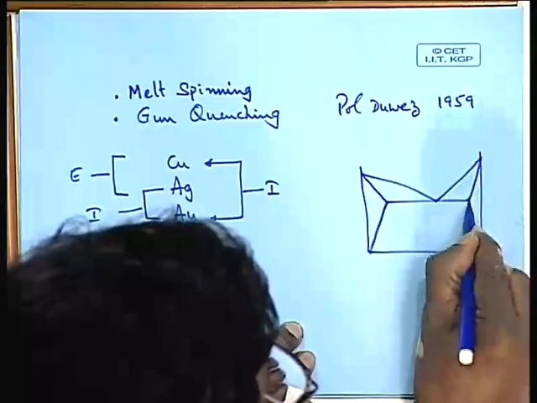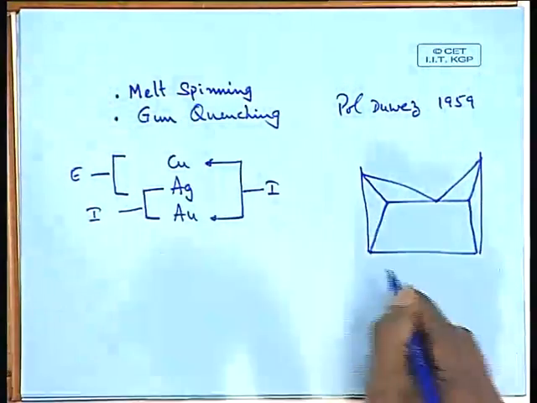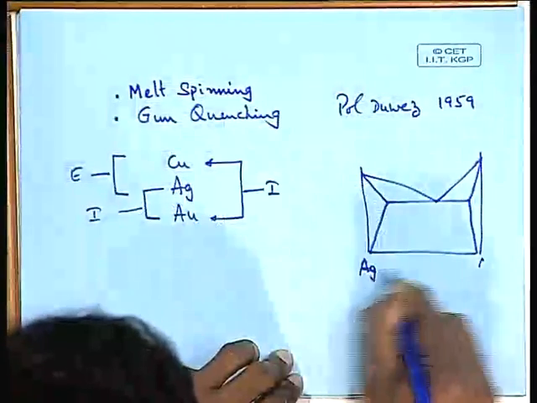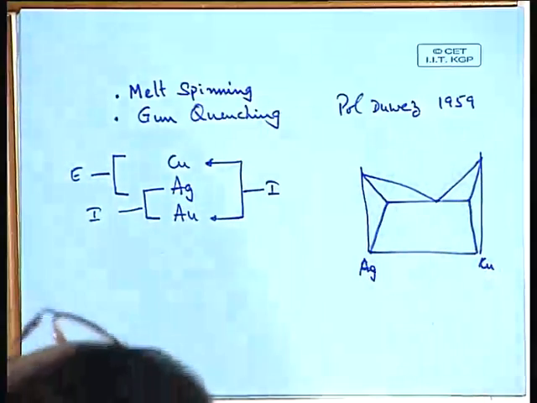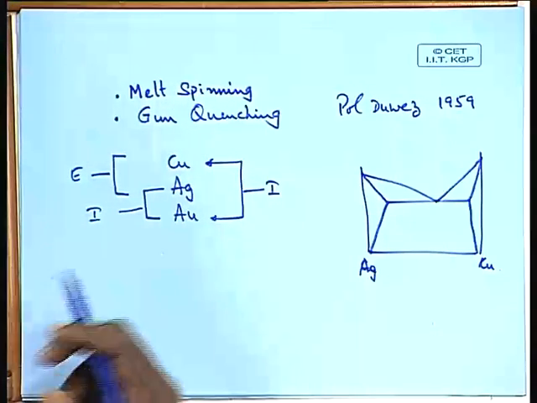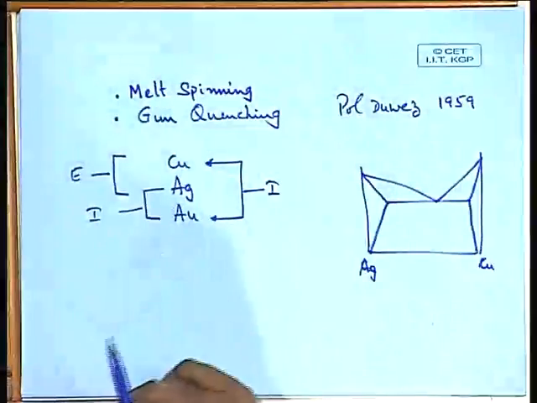This is the typical copper silver phase diagram. I should put silver this side and copper this side. Why is that? Melting points are different. Copper has a higher melting point, 1083, silver has 963. Okay. So anyway, that is the copper silver phase diagram, a typical eutectic phase diagram, whereas copper gold or silver gold are isomorphous.